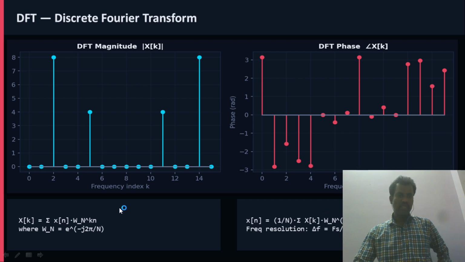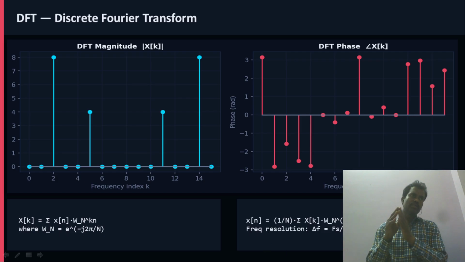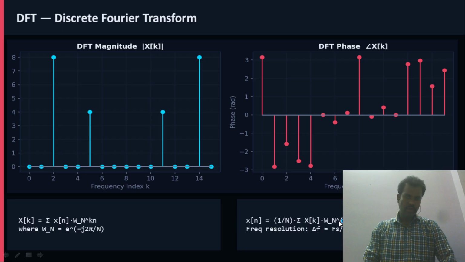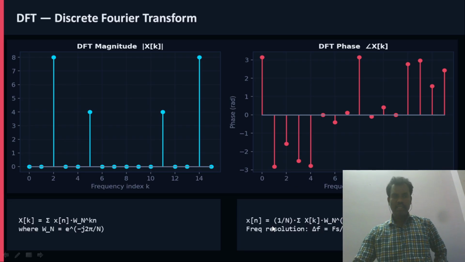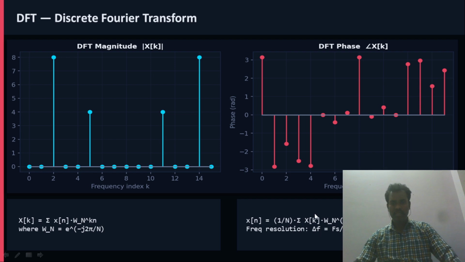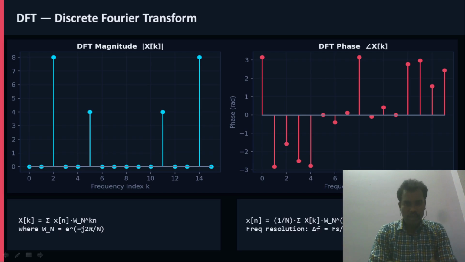It is minus kn because the inverse kernel will be used. So the formula is the same. If you give the input, the spectrum will be calculated by multiplying the input with the kernel W N power kn. If the spectrum is given, the input is calculated by multiplying the spectrum with W N power minus kn. But it is 1 by N because it is periodic. It will become periodic. The spectrum becomes periodic. Over one period of samples only we are calculating. So this is now the new formula. Both are discrete now and both are periodic.